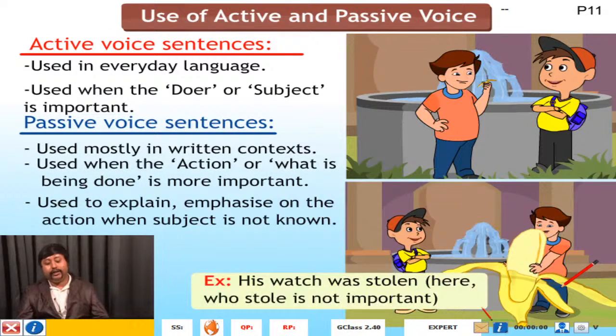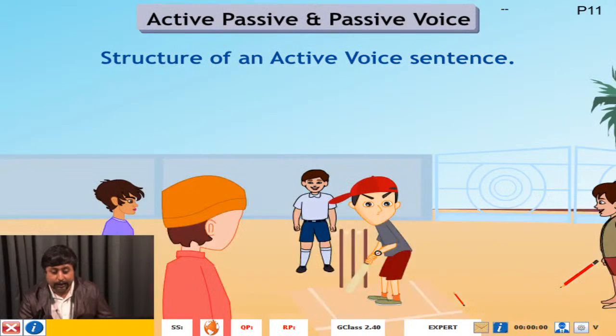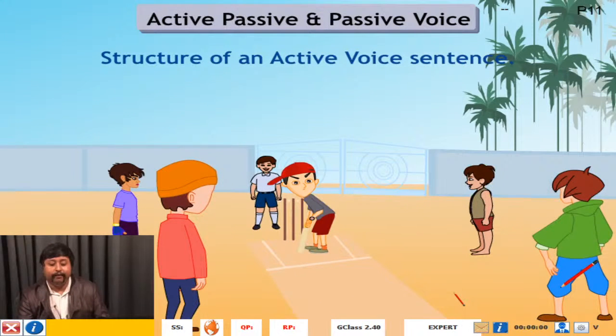Now what about passive voice? Passive voice in a sentence is used mostly in a written context. We do not use it in quotes or speech, but in writing we basically use passive voice, because sometimes it is thought that passive voice can make a sentence better. It is used when the action, or what is being done, is more important. It is used to explain and emphasize the action when the subject is not known. When the subject is not known, we have to emphasize the action, and for that we use passive voice, right?